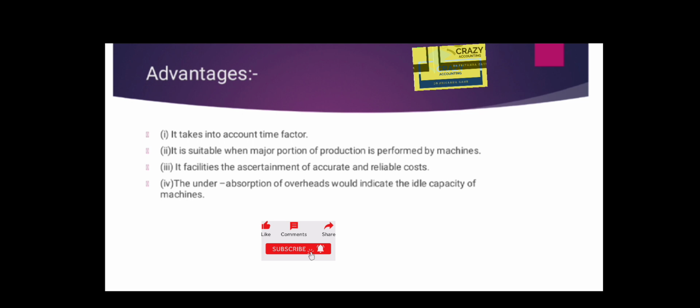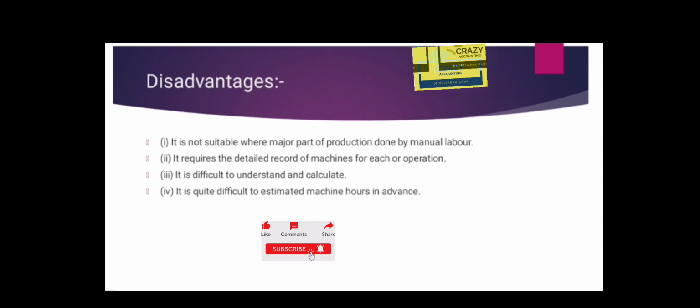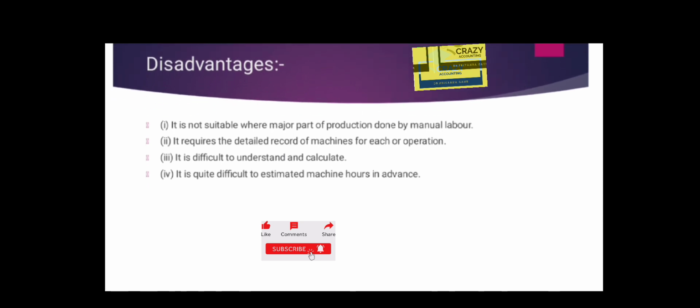It is a very scientific method to calculate factory overhead. With this we can quickly calculate the total cost of production. After this it is very easy to calculate the selling price of any product. The last is that under absorption of overhead would indicate the idle capacity of machines. And now come to the disadvantages of the machine hour rate method.